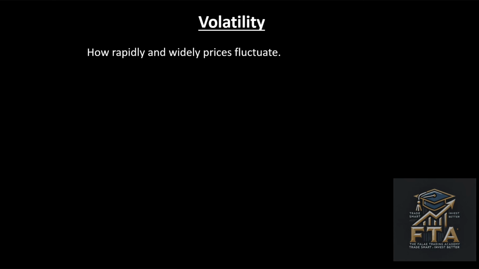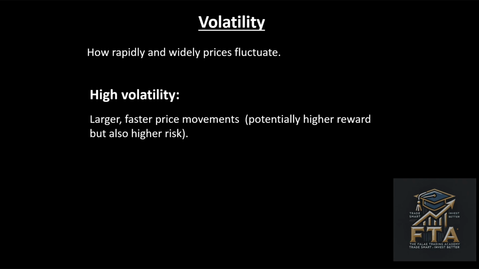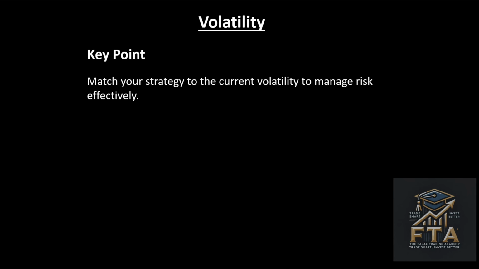Volatility. Volatility is how rapidly and widely prices fluctuate. High volatility means larger, faster price movements with potentially higher reward, but also higher risk if it goes against you. Low volatility means smaller price movements. Key point to know about volatility: you need to match your strategy to the current volatility to manage risk effectively.